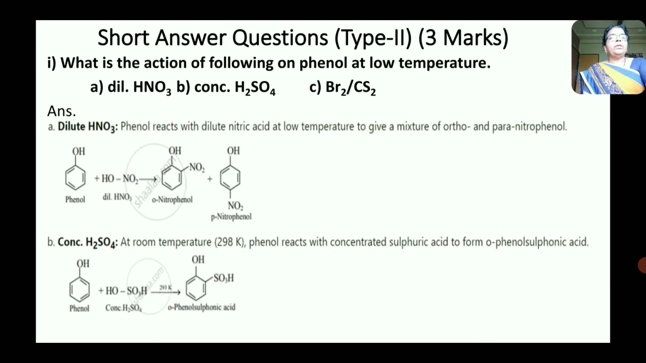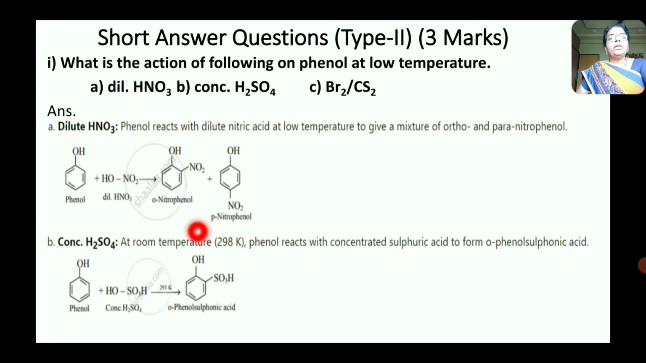Now first we are going to see dilute HNO3. Now here, when phenol reacts with dilute HNO3, that is nitric acid, at low temperature, it gives a mixture of orthonitrophenol and paranitrophenol. Now look here, this is phenol, and when this phenol is treated with dilute HNO3 at low temperature, then hydrogen atom from ortho position of phenol is replaced by NO2 group to form orthonitrophenol, and hydrogen atom from para position of phenol is replaced by NO2 group to give paranitrophenol.